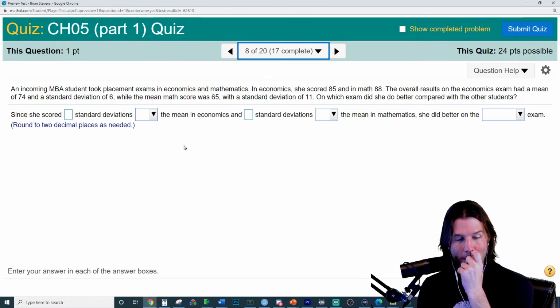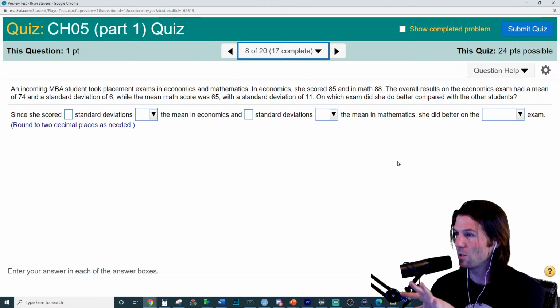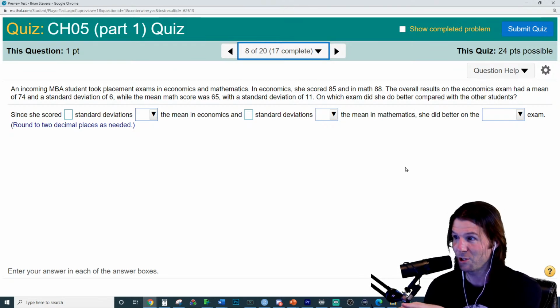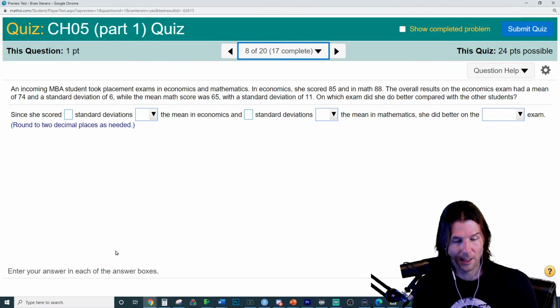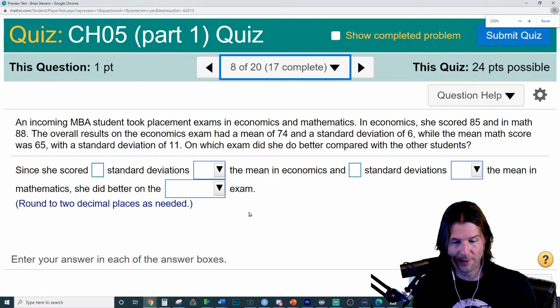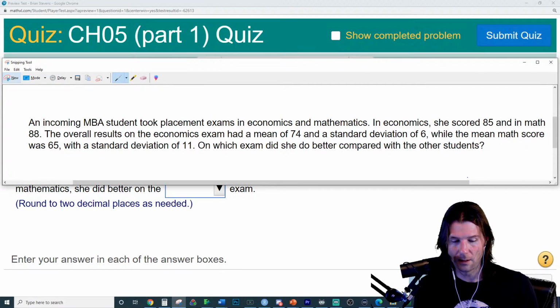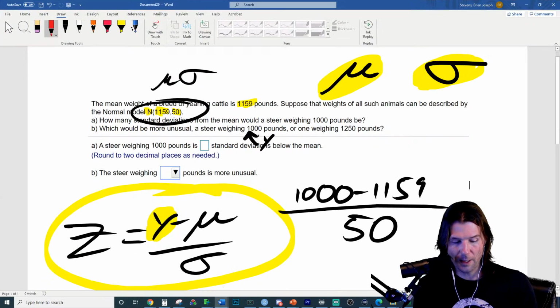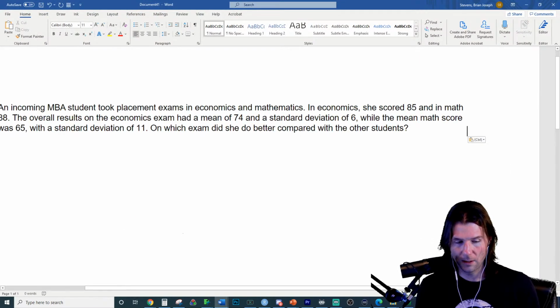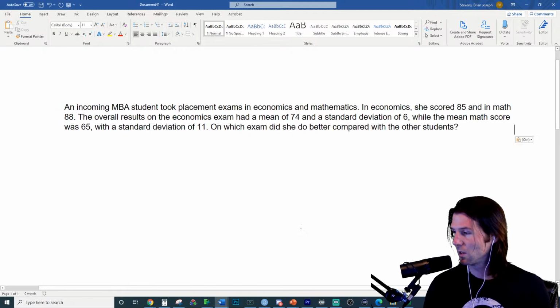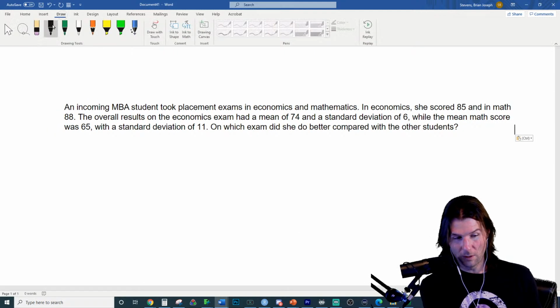An incoming MBA student took a placement exam in economics and mathematics. In economics, she scored an 85 and an 88 in mathematics. The overall score on the economics had a mean of this and standard deviation of this. The math had a mean of this, standard deviation of this. On which exam did she do better? We need to turn these both into whats? I just want to see one letter in the chat. When I want to know which one is better, Brian, turn this information into whats? What are we going to turn this info into to see which one's better?